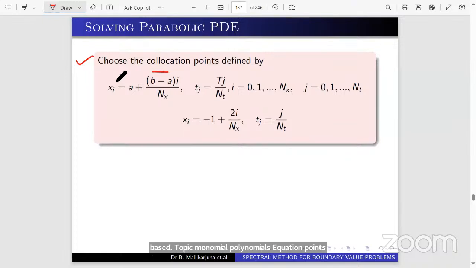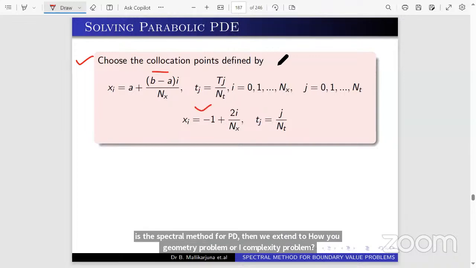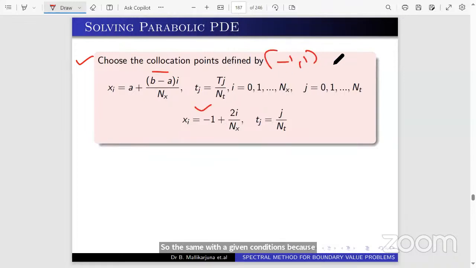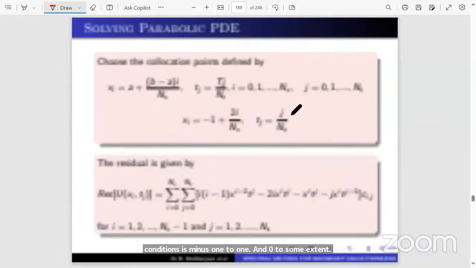With that, we are trying to implement and understand what the spectral method for PDE is. Then we extend to high geometry problems or high complexity problems. The same with the given conditions, because the conditions are minus 1 to 1 and 0 to some extent. So x_i is minus 1 plus 2i by n, and t_j is j by n.